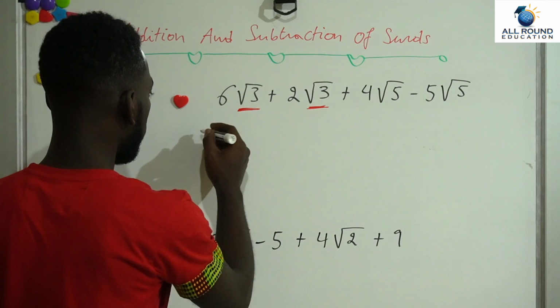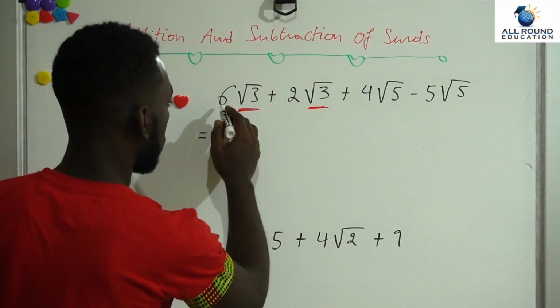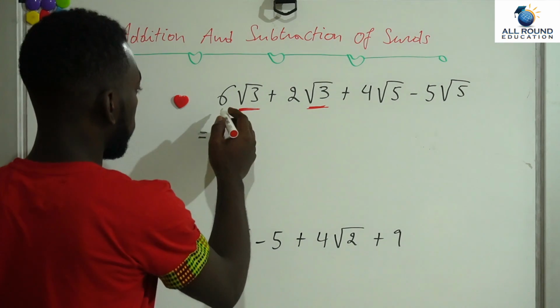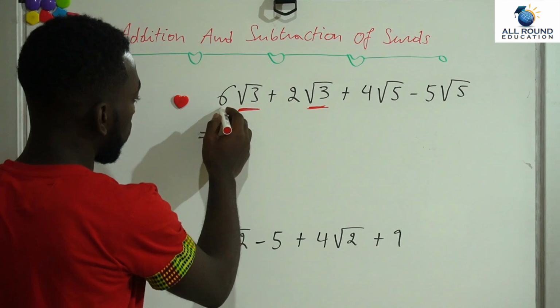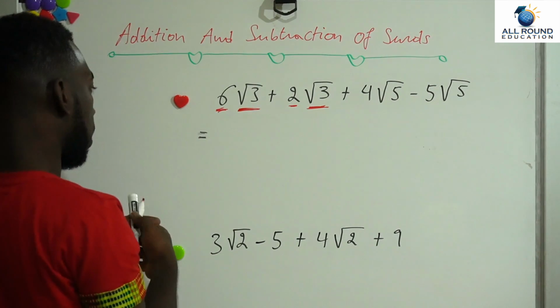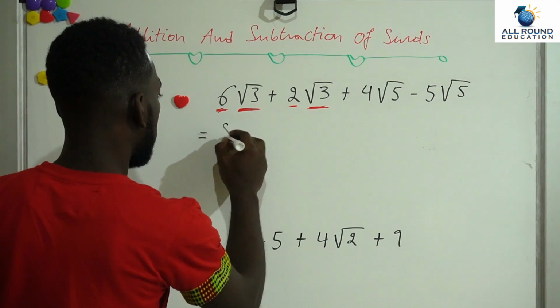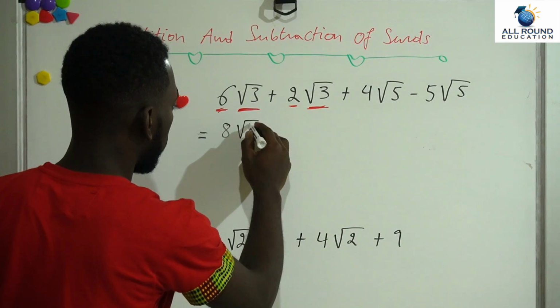When you add them, you add the number in front, which is an integer. Here we've got 6 and here we've got 2. So 6 plus 2 is 8. So you have 8, and then you keep the square root of 3.